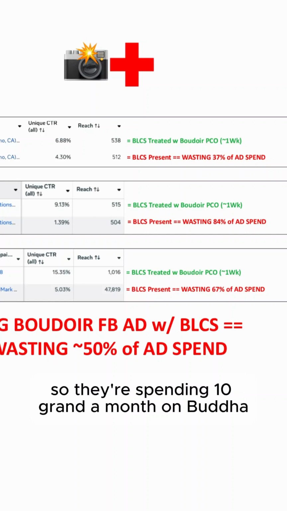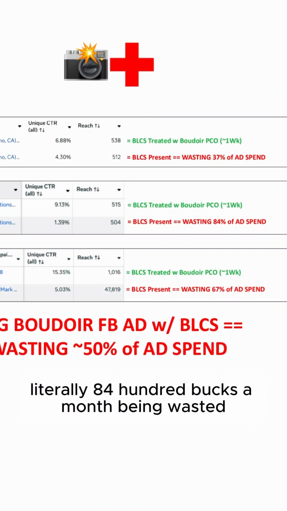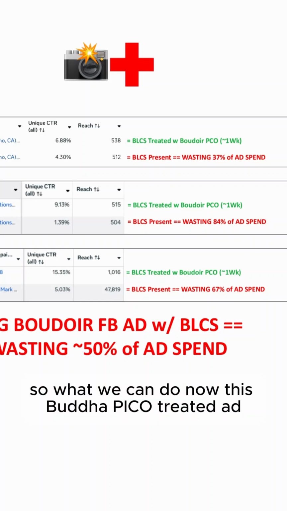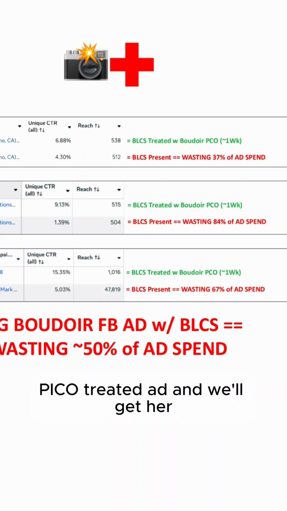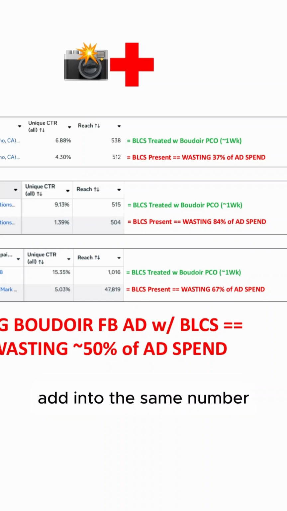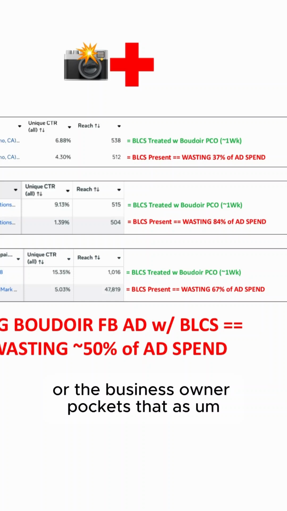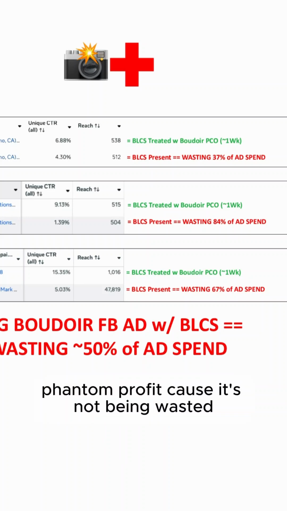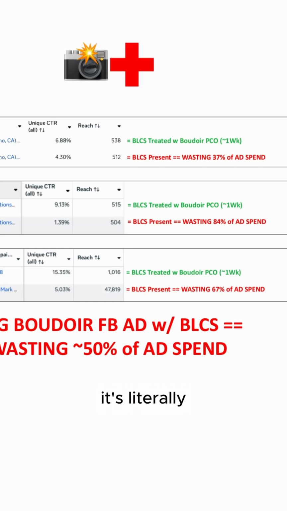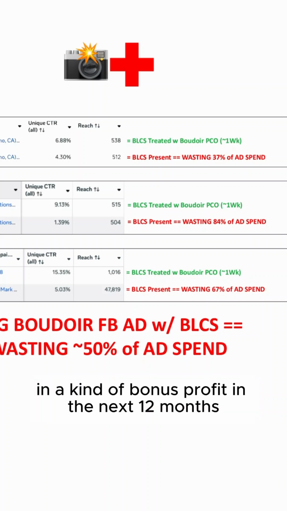So if they're spending 10 grand a month on Boudoir Facebook ads, literally $8,400 a month is being wasted, thrown out the window. So what we can do now with this Boudoir Pico treated ad is eliminate that wasted ad spend and only spend the difference, $1,600 a month on the Boudoir Pico treated ad, and we'll get our ad into the same number of women's brains as the original at 10 grand a month spend. So massive gains there, and the business owner pockets that $8,400 as kind of an invisible phantom bonus, phantom profit, because it's not being wasted. It's literally something like 100 grand in bonus profit in the next 12 months.